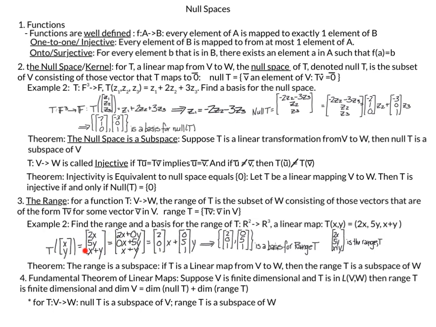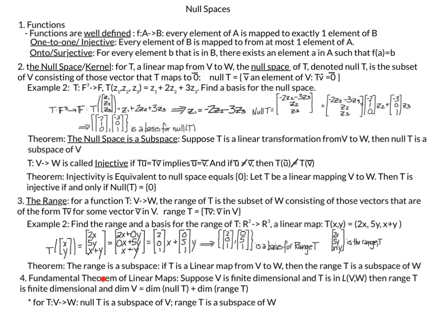which is exactly our range. This is the form of the vectors that T will map R2 onto. And we have this theorem that the range is also a subspace. So if T is a linear map from V to W, then the range of T is a subspace of W. And again, it's important to remember the range of T is a subset of W. The null space of T is a subset of V.